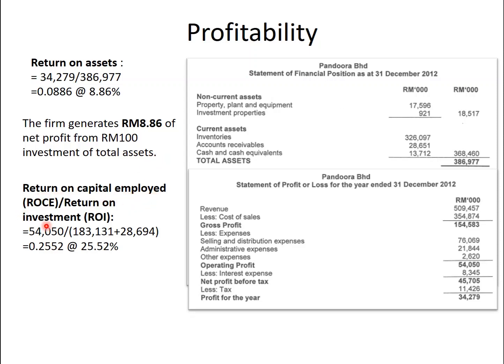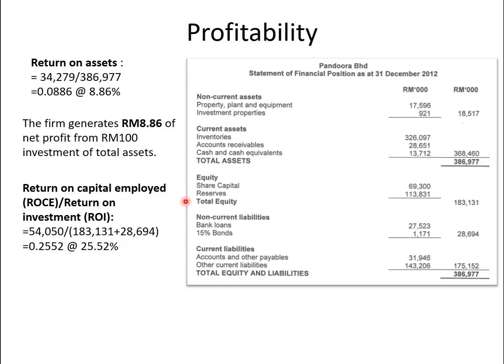Next, return on capital employed, ROCE, or return on investment, ROI. The formula is EBIT divided by the capital employed. So EBIT we get from the operating profit here, 54050, and the capital employed we get from the statement of financial position, which is equity 183,131, and non-current liability, which is 28694.